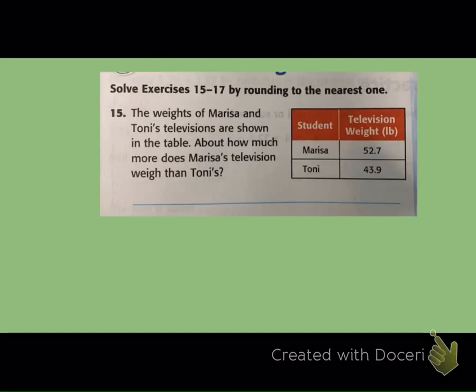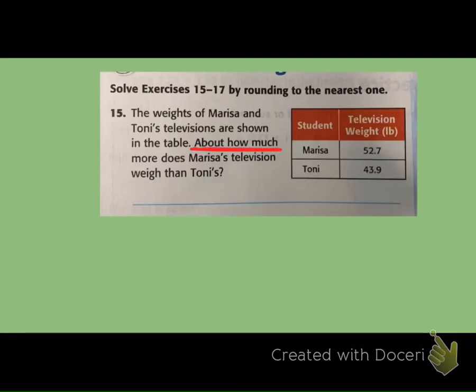So the next thing we want to take a look at is problem 15. Turn the page on the back side. 15 says, the weights of Marissa and Tony's televisions are shown in the table. About how much more does Marissa's television weigh than Tony's? And the key part of this question, and I want to make emphasis of it, is this: about how much.